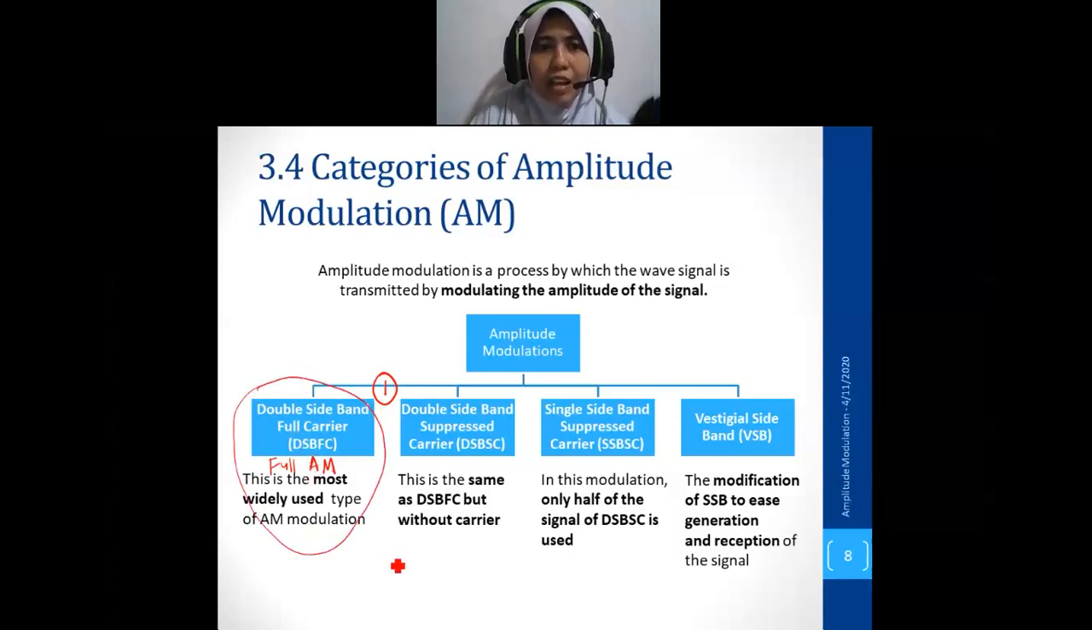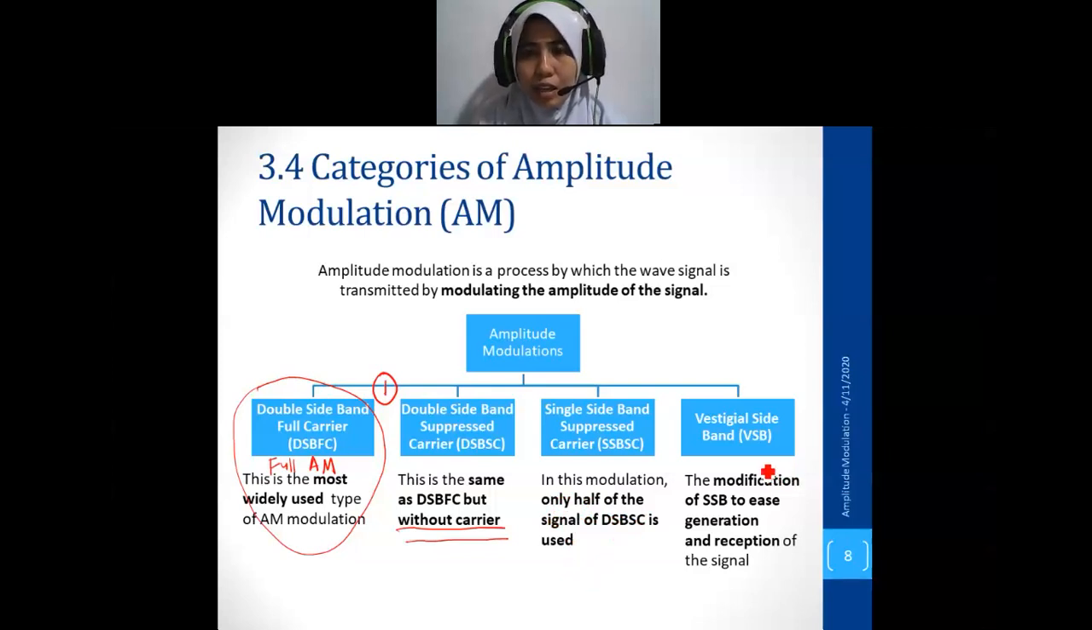But we also have another three types of amplitude modulation. That is double sideband suppressed carrier, the same as DSB-FC but without the carrier. And for single sideband suppressed carrier, only half of the signal of the DSB is used. And another one is vestigial sideband, which is a modification of SSB. Okay, there are four types of amplitude modulation.